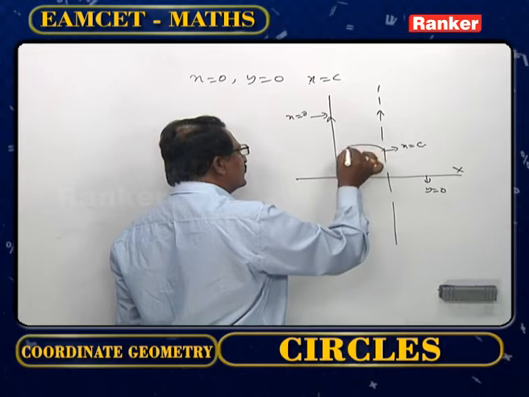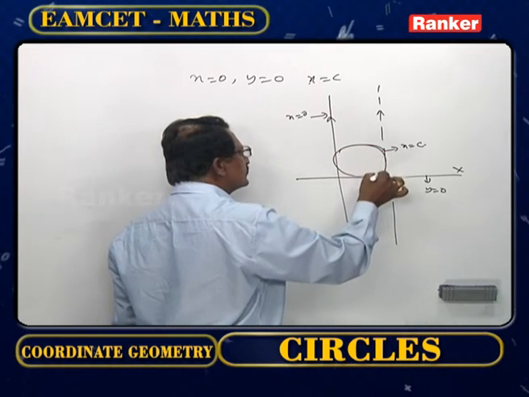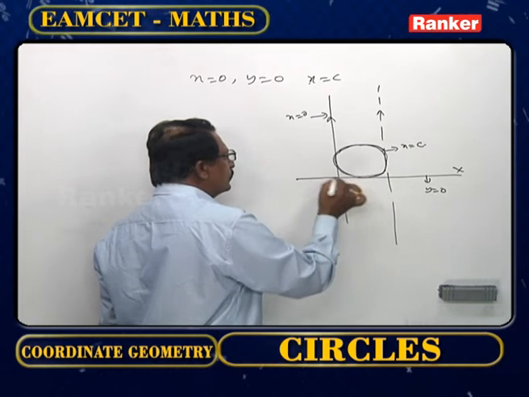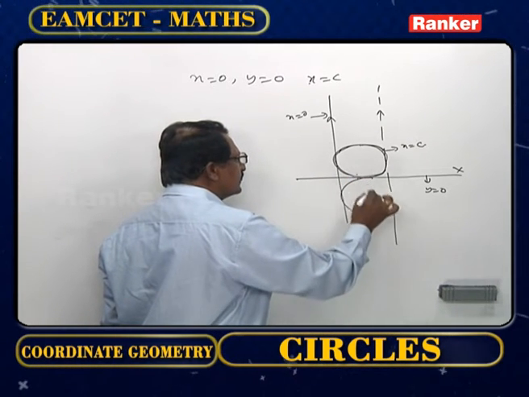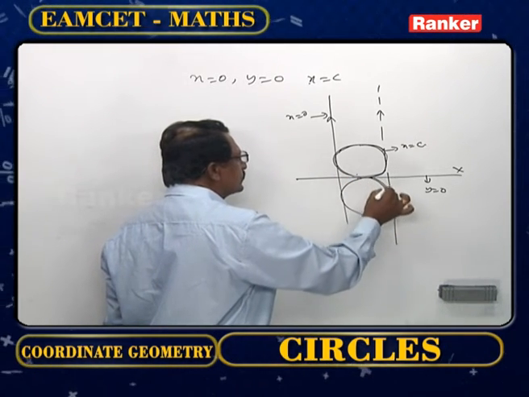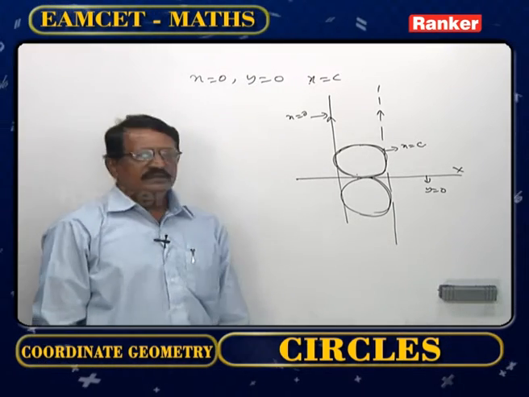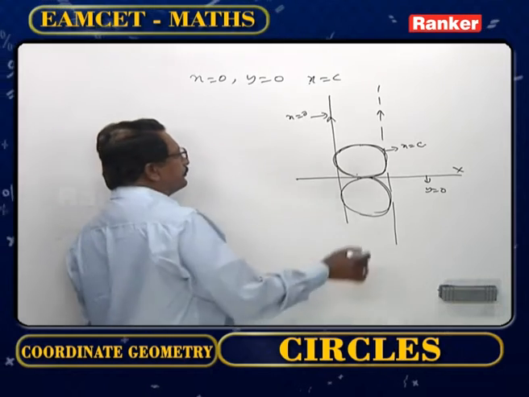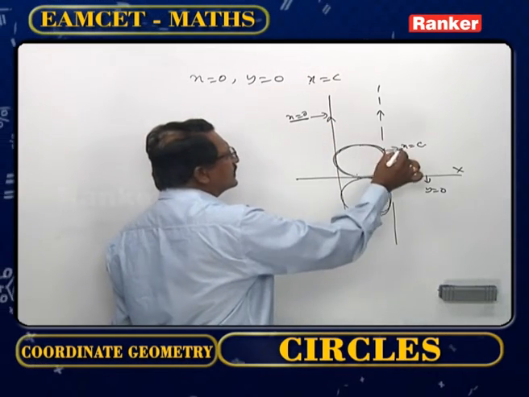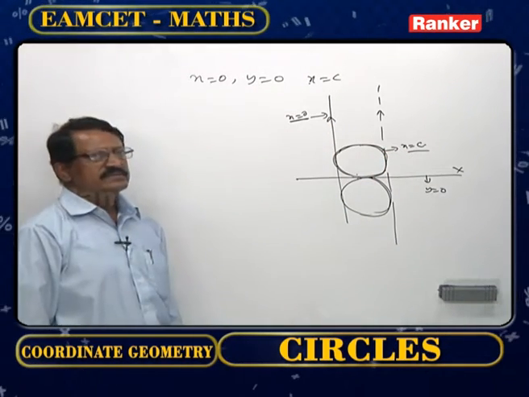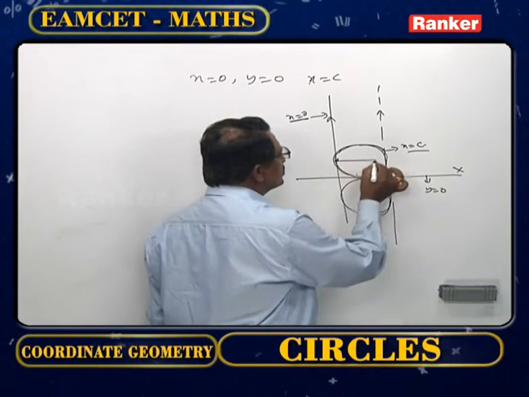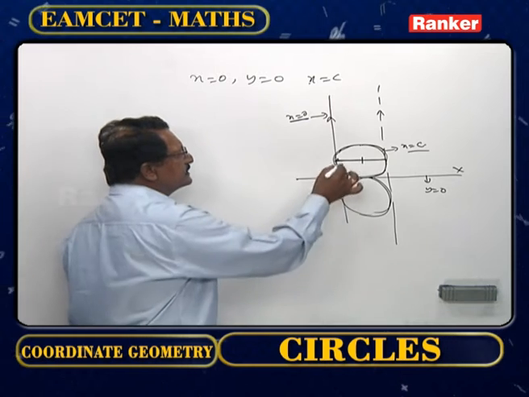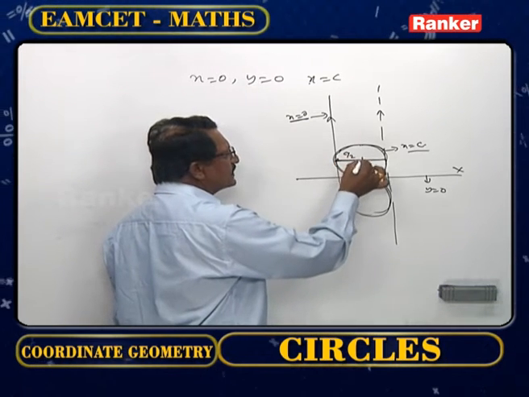Now, the required circle equation which touches the three lines. One we get in the first quadrant, another circle we also get in the fourth quadrant. Required equation of one of the circles. Now, the distance between the straight lines x equals 0 and x equals c is c units. That is nothing but the diameter of the circle. Diameter equals c, then radius equals c by 2.